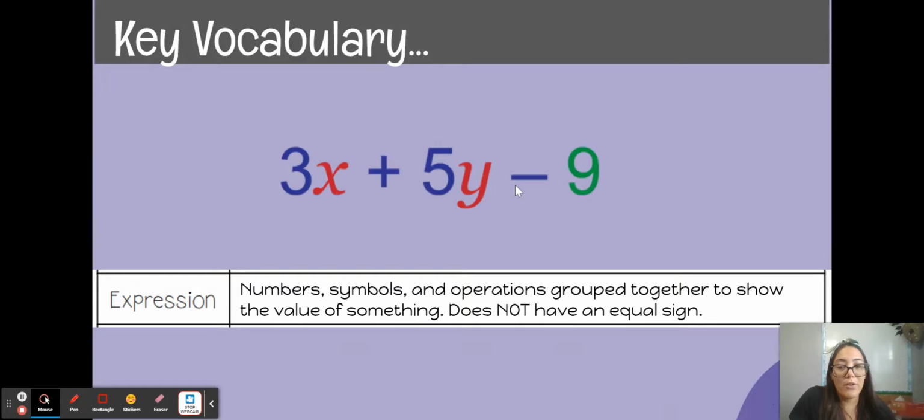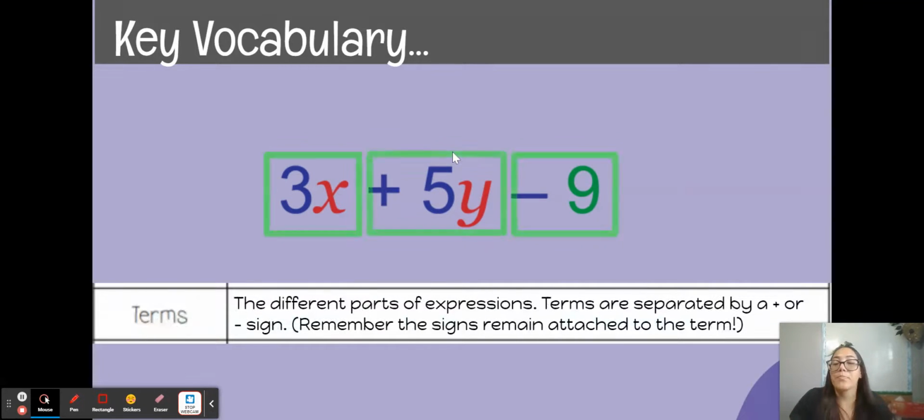Some quick vocabulary. So when I say the word expression, this refers to anything that has numbers and symbols and operations, and they may be grouped together and they show the value of something. It does not have an equal sign. That's an equation. So we're not solving today, we're just simplifying. That's the main takeaway. No equals today.